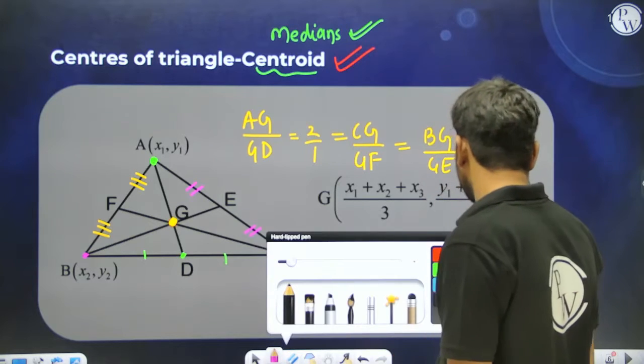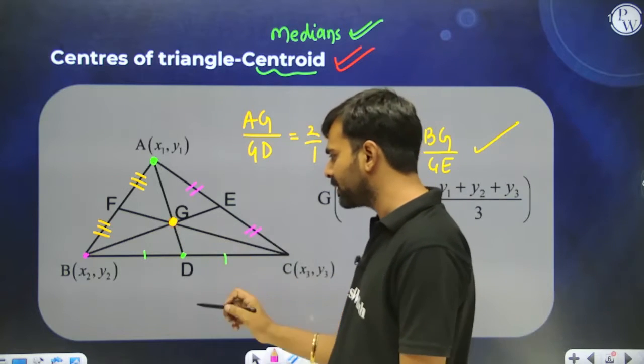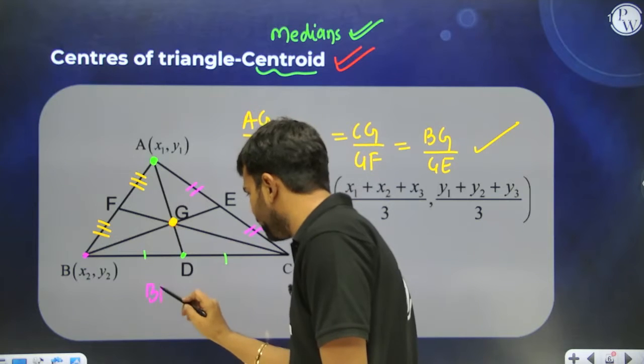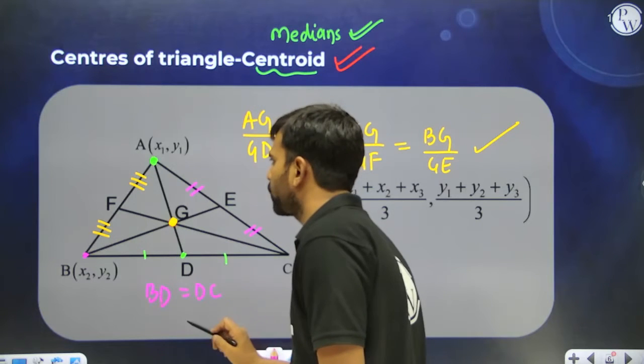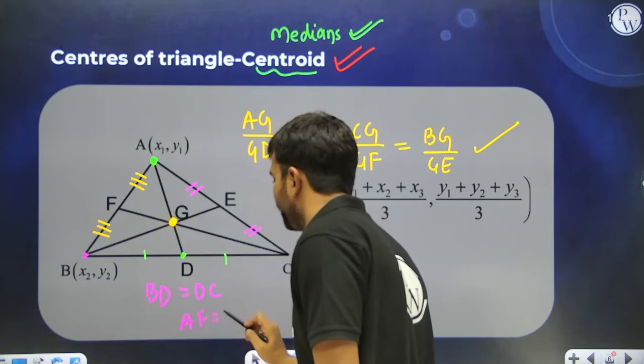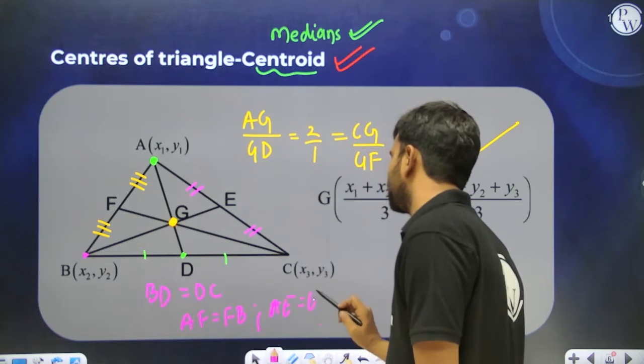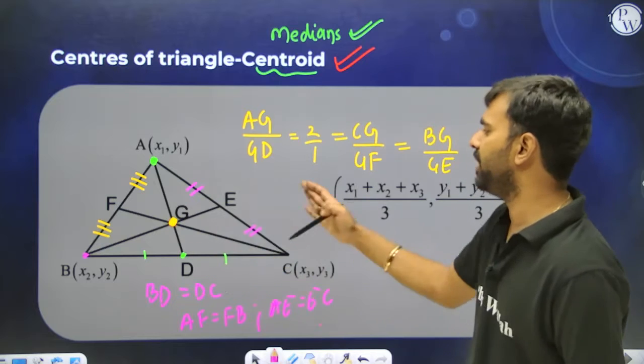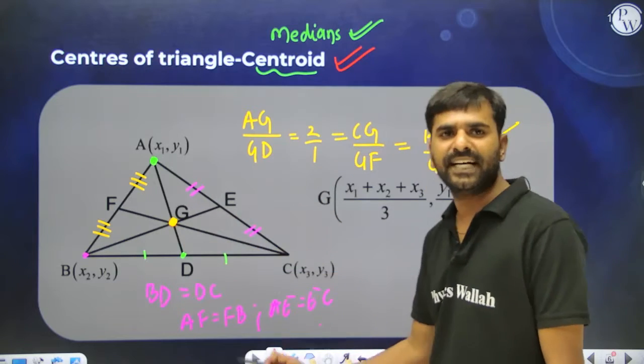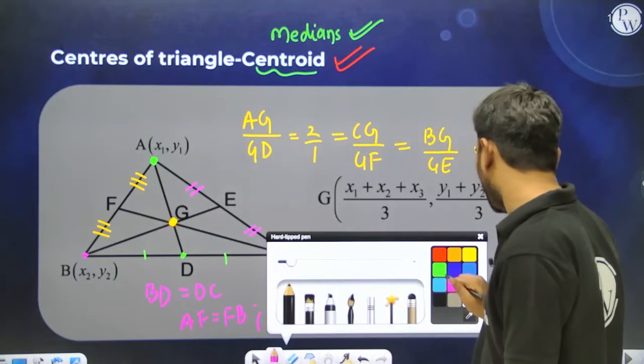Also, since these were medians, as I told you, and I have also designated over here, BD will be equal to DC. Not only this, AF will be equal to FB. Not only this, but AE will be equal to EC, since these three are the medians. AD, BE and CF are the medians. That's why these relations are going to be followed over here.